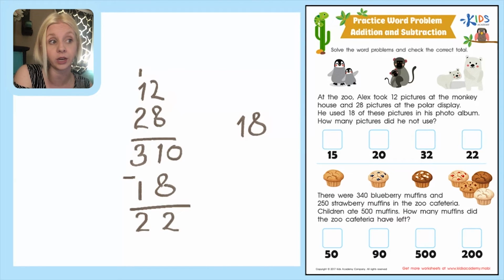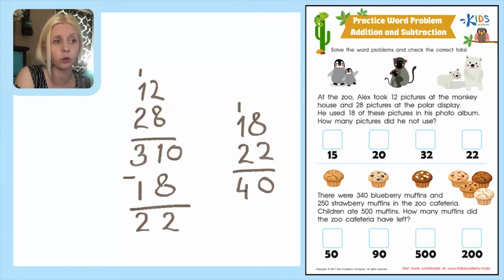And if it equals 40, then I did my calculations correct. So over here, off to the side, I'm just going to double check my answer. 18 plus 22. Well, 8 plus 2 is 10. Carry the 1. 1 plus 2 is 3 plus 1 is 4, which is 40. So that means that I did that correct. So that's my answer. So over here, how many pictures did he not use? 22. There's my answer. And it says we need to check the correct total. So I'm going to put a check mark right there.